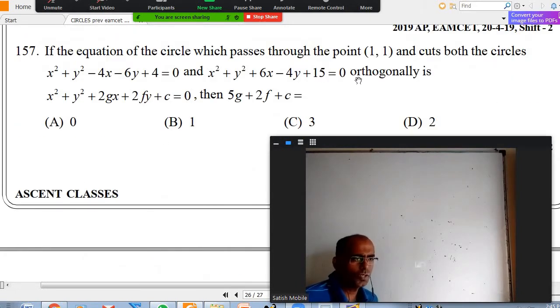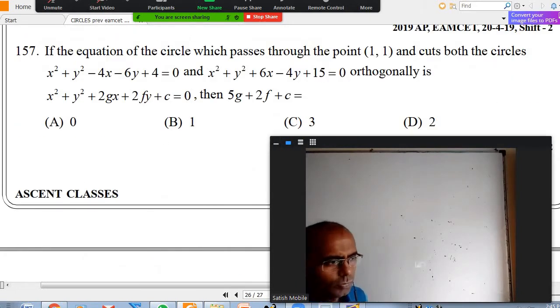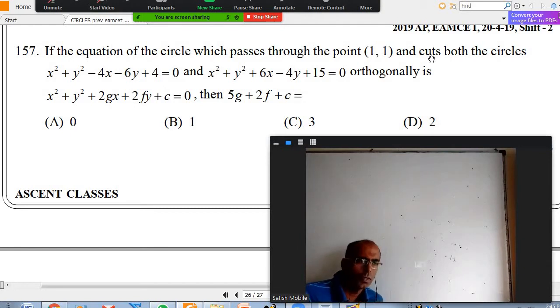I hope these questions you are doing by radical center. For example, 157: take (1, 1) as a center and 0 as the radius, you'll get a circle. If you know 3 circles, you know how to find the radical center and how to find the corresponding circle which is intersecting all 3 orthogonally. I hope you are doing that way, right?